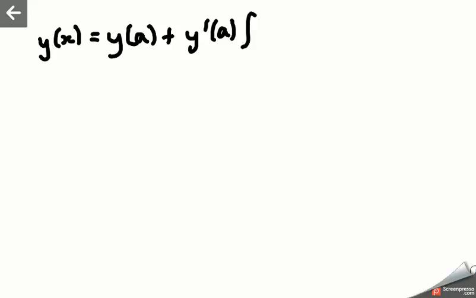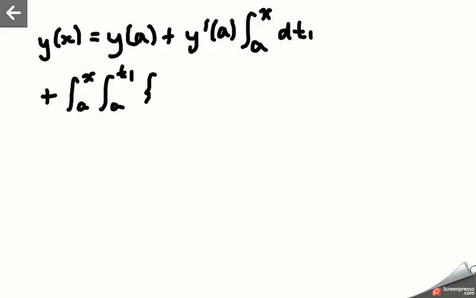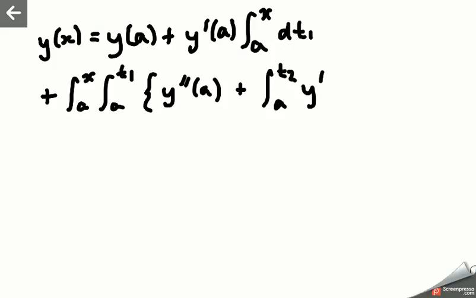What we get then is y of x is equal to y of a plus y prime of a times the integral from a to x dt1, plus the integral from a to x, integral from a to t1, and then our curly brackets, y prime prime of a plus the integral from a to t2 of y prime prime prime of t3. And this is integrated with respect to t3.